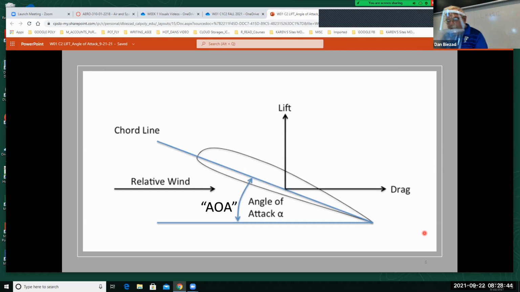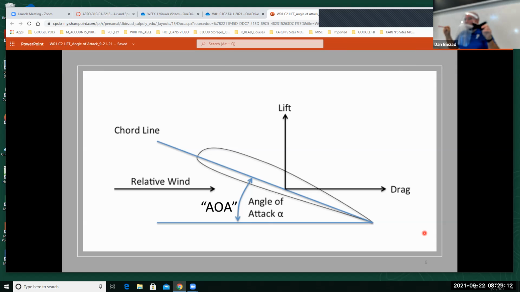Remember, the relative wind is the opposite of the way the airplane is going. It could be going this way, it could be going this way, descending. If the relative wind is the way the airplane is going, the angle between the relative wind and the chord line of the wing is called angle of attack. And if that angle is positive, the pilot and any passengers will always feel pressure down in their seat, just like you're feeling right now.